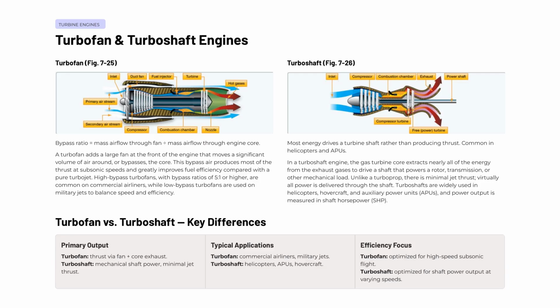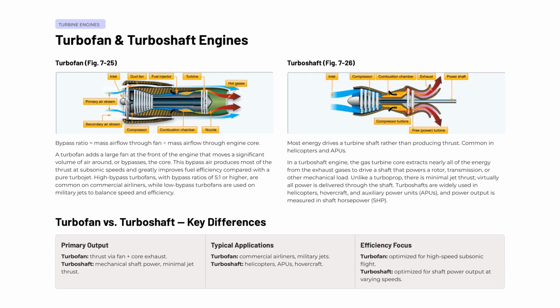The turboshaft takes a fundamentally different approach. Instead of producing thrust, the turbine extracts nearly all available energy from the exhaust gases to drive a rotating shaft. That shaft then powers a rotor, transmission, or other mechanical load. Jet thrust is minimal. Virtually all usable power comes out through the shaft, measured in shaft horsepower. Helicopters are the most common application, along with auxiliary power units and hovercraft.